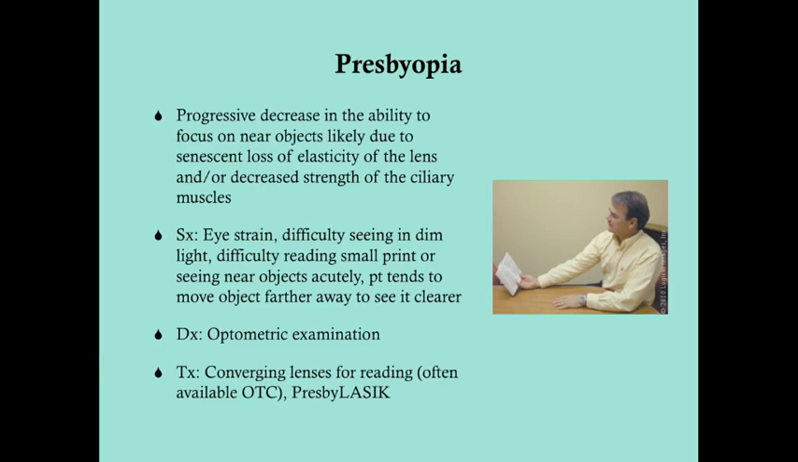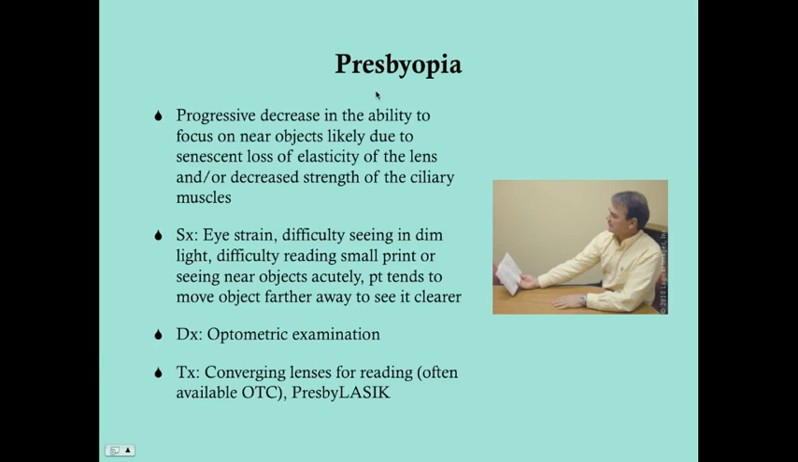So like I said, this can be either due to a loss of elasticity of the lens, or because of a decreased strength of those ciliary muscles that are responsible for pulling the lens into an appropriate position. And as a matter of fact, when the eye is tired, the ciliary muscle can become fatigued, and you can get symptoms similar to presbyopia, even if you're not old.